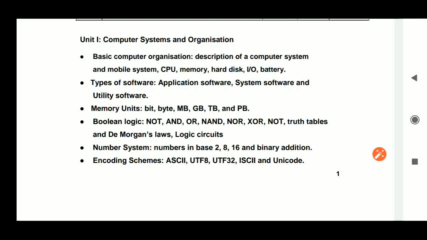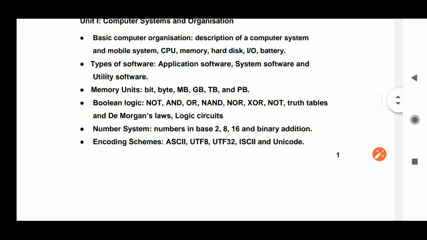Types of software, there are application software, system softwares, what are the different categories of application and system softwares that also will be discussed. Memory units, Boolean logic, Boolean algebra, binary number system, and different logic gates like NOT and OR, XOR, XNOR, those also will be discussed with De Morgan's law. Now let me tell you, this De Morgan's law you will be having common with mathematics, logic circuits. Some of the portions will be common with your physics syllabus as well.